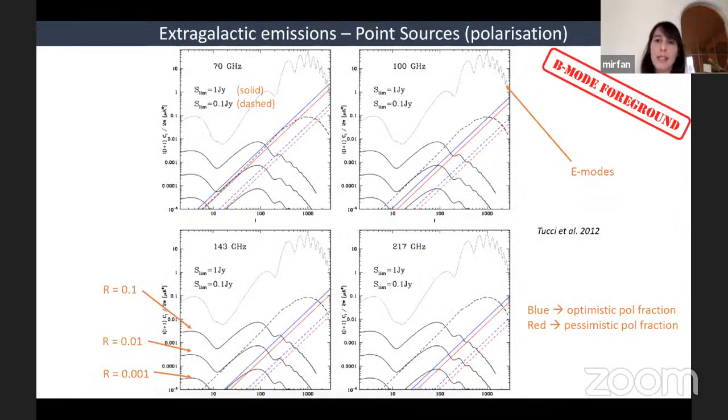And polarized point sources. There are polarized point sources. This is generally not thought to be a big deal for B mode foregrounds.